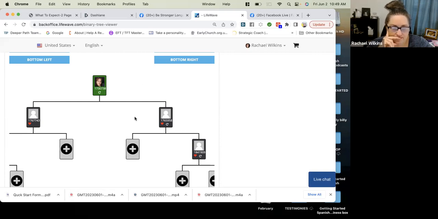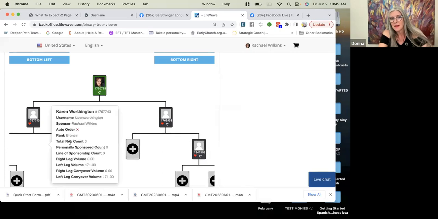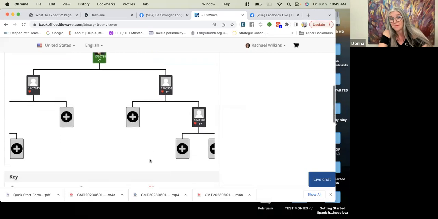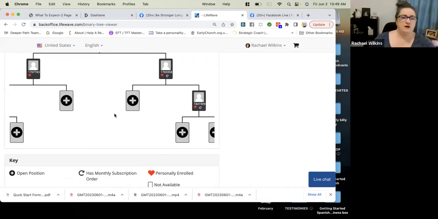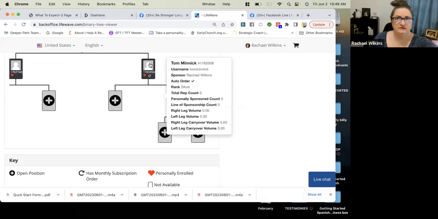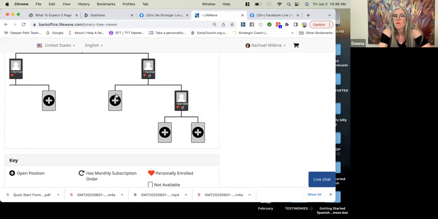Yeah, it does. Okay. So this is his leg. This is her leg. His leg. Okay, so if Tom there enrolls someone on his left leg, that's this plus, that's the person that's going to show up right there. Yep.